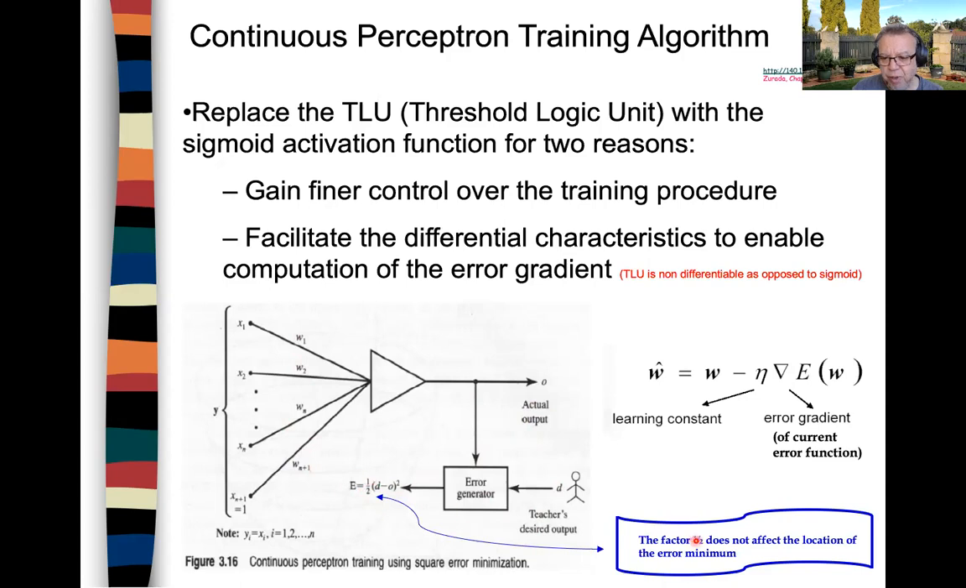And we're adding the 1/2 here. It doesn't affect the location of the minimum in our error function. It's just for mathematical convenience that we do that. So in this case, the update rule would be the new weight equal to the old weight minus a learning constant, eta, times the error gradient of the current error function. So this is the gradient, and the error function is given by this formula.